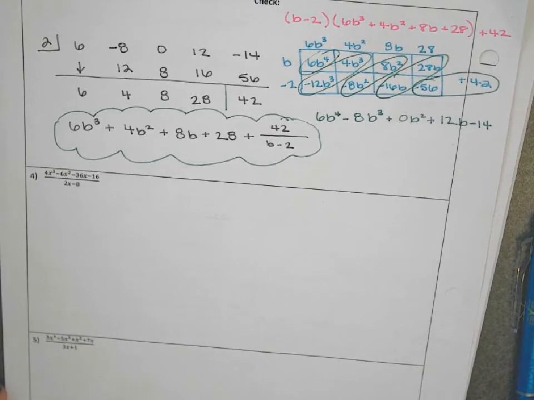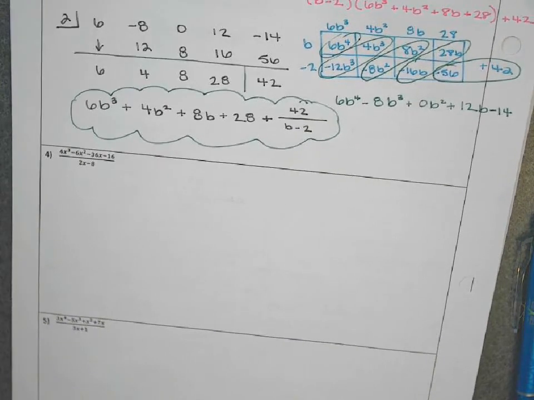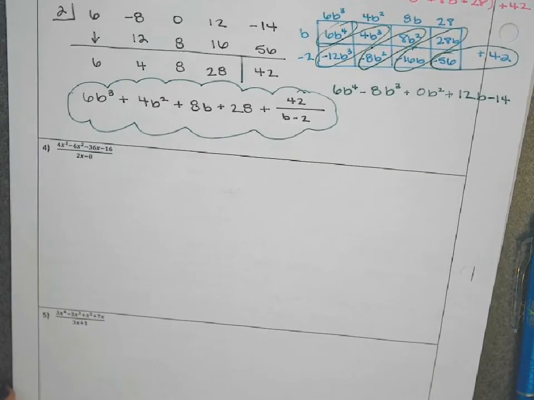Now, the next one. This is not set up for synthetic division. Why?